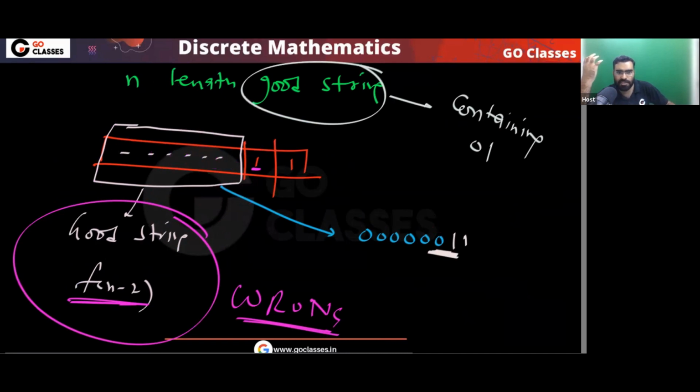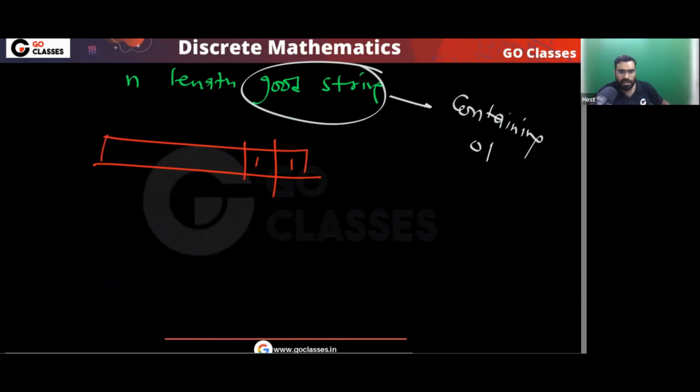So is this point clear that this is wrong? Did you understand that this is wrong? Okay. Now, if this is wrong, then what is another idea? Yesterday, some students suggested in the private GoClasses Telegram group that, sir, in this case you simply count f(n minus 1).